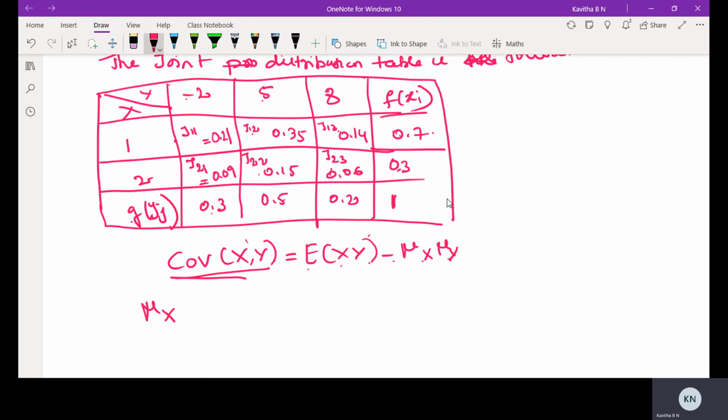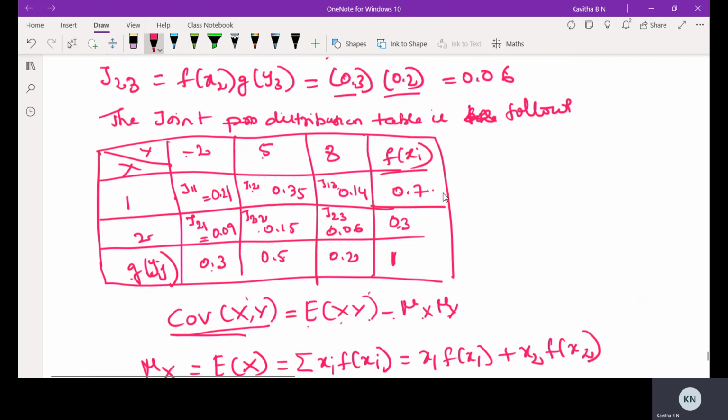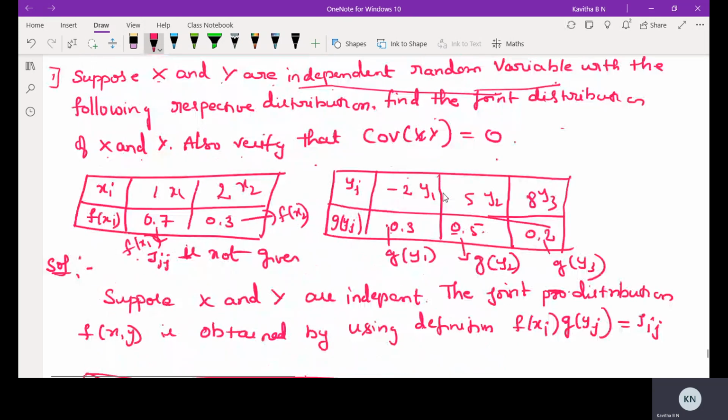Okay, we need to find mu of x first. Mu of x is nothing but expectation of x. Expectation of x formula: summation of xi into f of xi, which is x1 into f of x1 plus x2 into f of x2. Then x1 is what here? x1 is 1 and f of x1 is, observe here, we have to observe the marginal distribution. This is x1 is 1, f of x1 is 0.7.